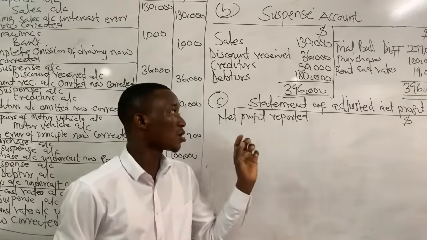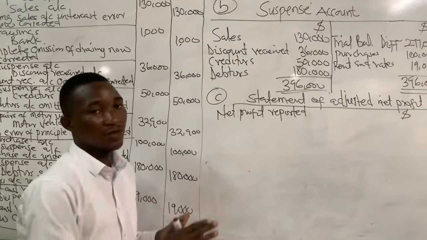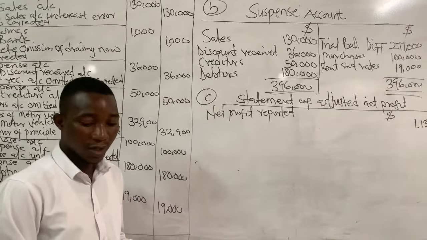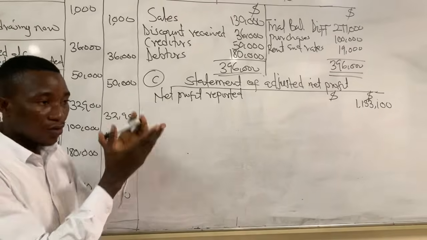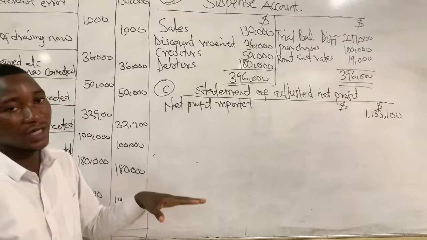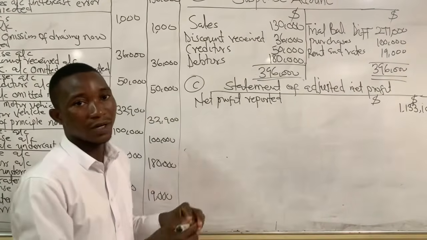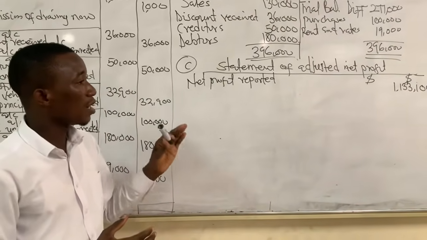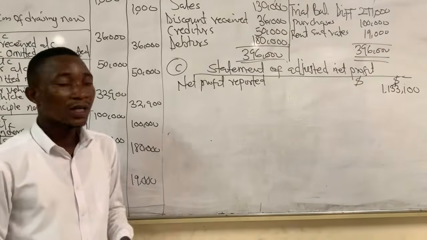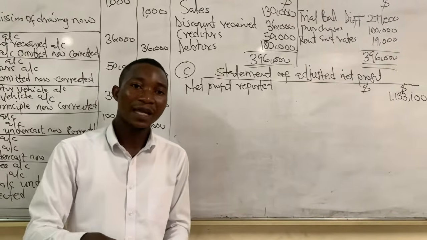Then the trick on the statement of adjusted net profit is that all errors that reduce our net profit, we add back to the net profit. And all errors that overstate our net profit, or tend to increase our net profit, we less it from the net profit. So let's go through the question quickly and check the errors that either increase or decrease our net profit. But mind you, the errors that will come in the statement of adjusted net profit are those that affect items in the income statement. There are errors in our question here that affect items in the statement of financial position.